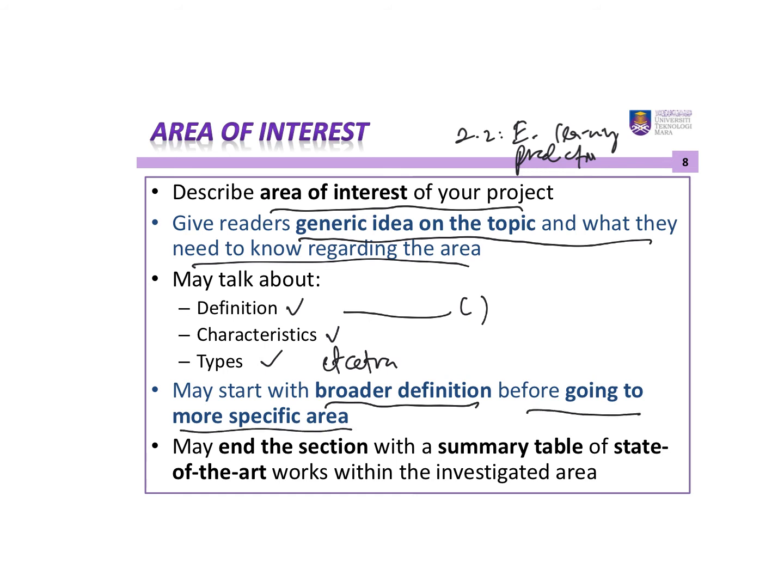Okay, and may end the section with summary table or state-of-the-art work within the investigated area. So mungkin awak boleh buat summary table on what you have found. Okay, mungkin awak letak dalam table apa components. Let's say author A kata e-commerce mesti ada 5 komponen. Author B kata ada 6 komponen. So you mungkin boleh buat macam mana nak buat contoh.